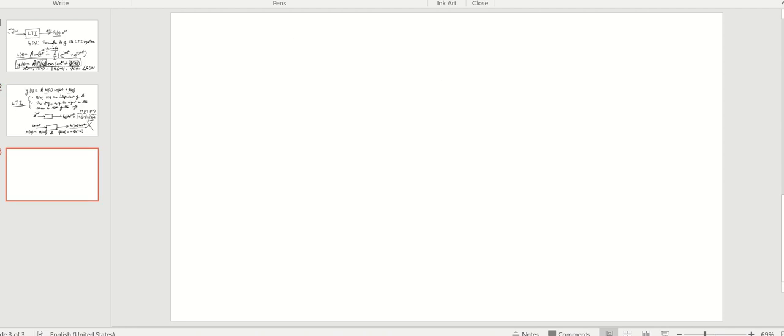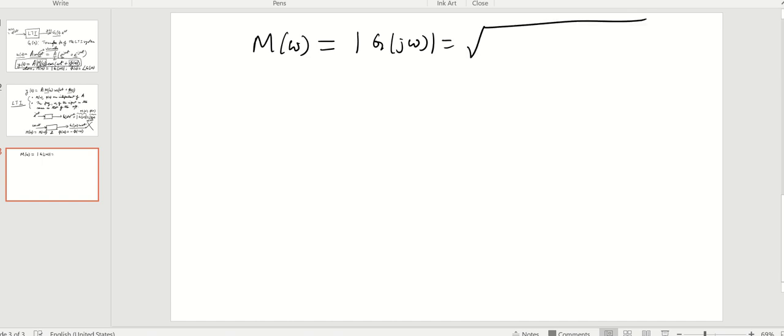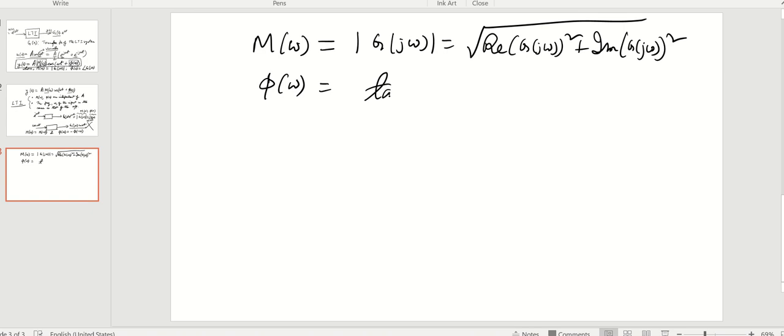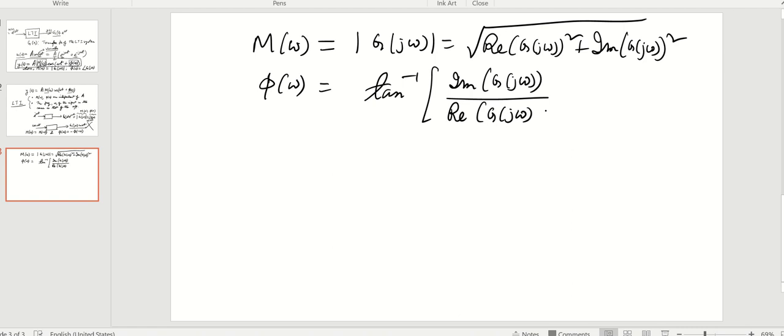So now we want to write explicitly what the expressions for M and phi are. We know that M(omega) is equal to the magnitude of G(j omega), which is given by the square root of the real part of G(j omega) whole squared plus the imaginary part of G(j omega) whole squared, and phi(omega) is equal to tan inverse of the imaginary part of G(j omega) divided by the real part of G(j omega).